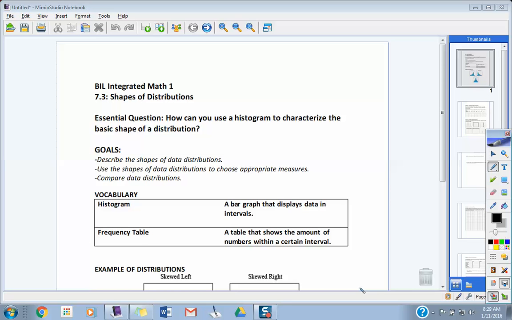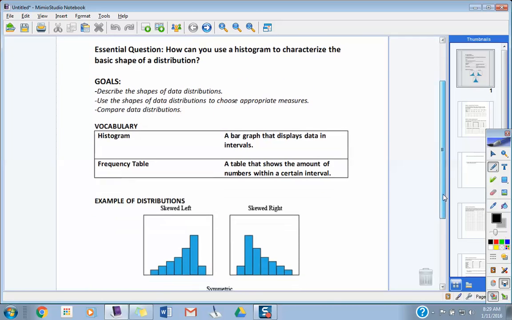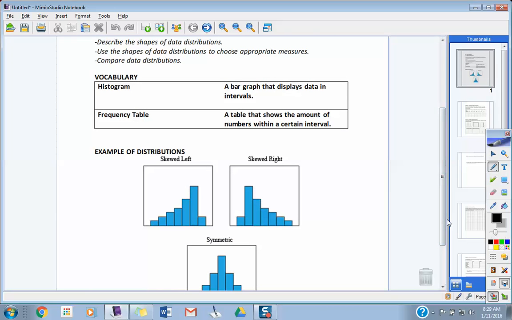How many of you guys have heard of a histogram before? You may have heard that word before. Remember what it is, Carson? Okay. How about a definition? Any chance you know a definition of a histogram? A graph that displays data in intervals. That's an excellent description. Very good. Yeah, it is a bar graph that displays data in intervals. I'll show you what it looks like here. Basically, here's some examples of histograms right here.